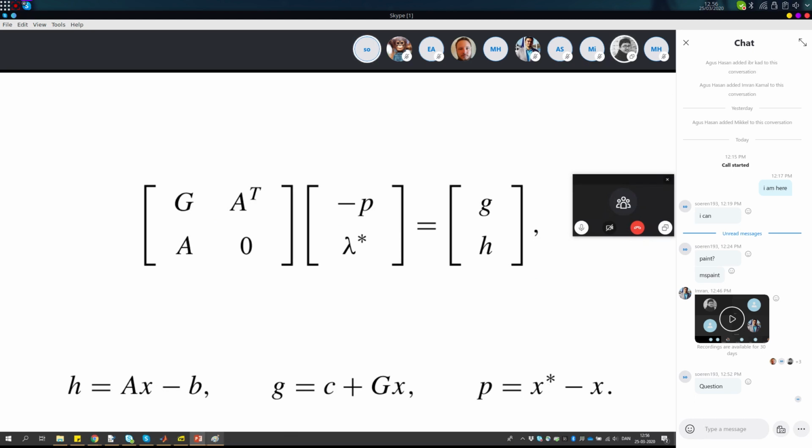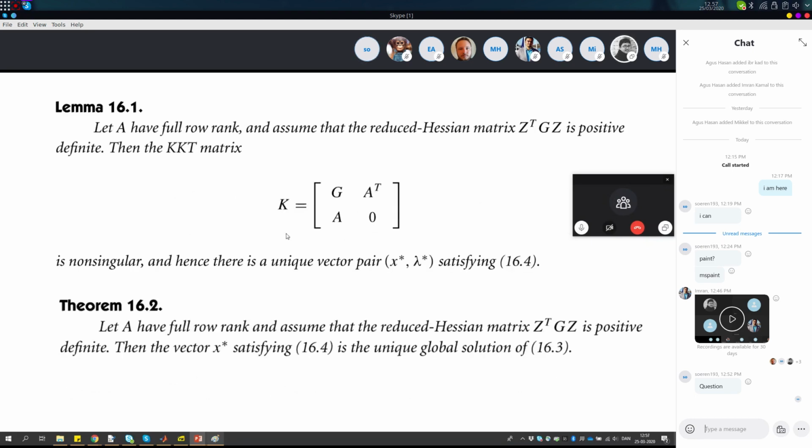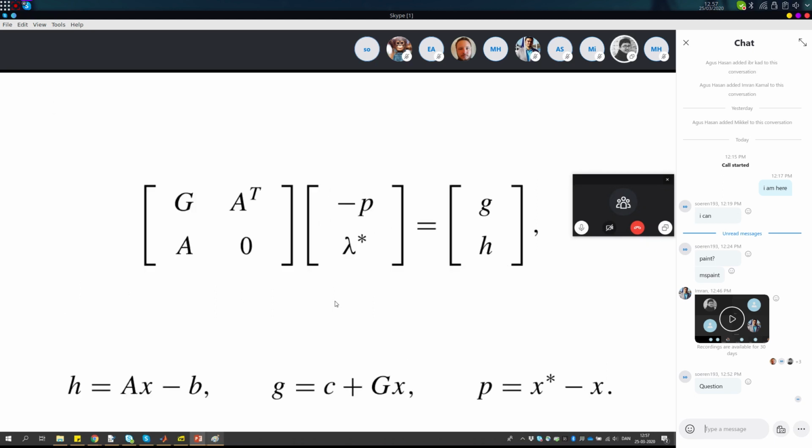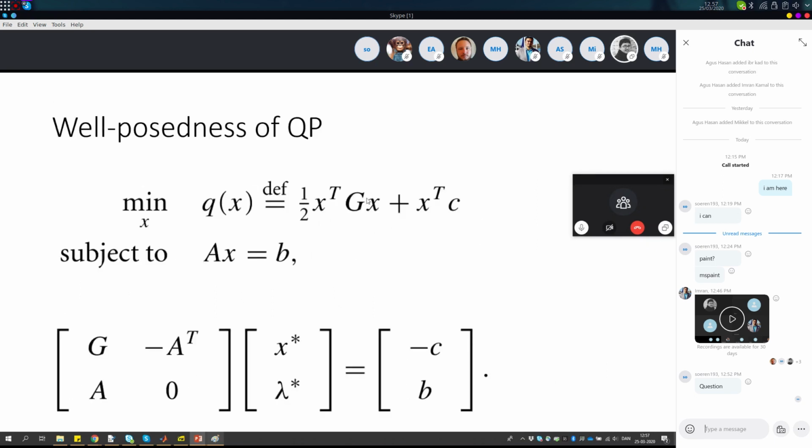So this is the condition, and actually this is written in a theorem. This theorem is from the book. But the main thing here is that if the G matrix is positive definite, which is convex, then you can always make sure that this problem has a solution, and the solution is unique.